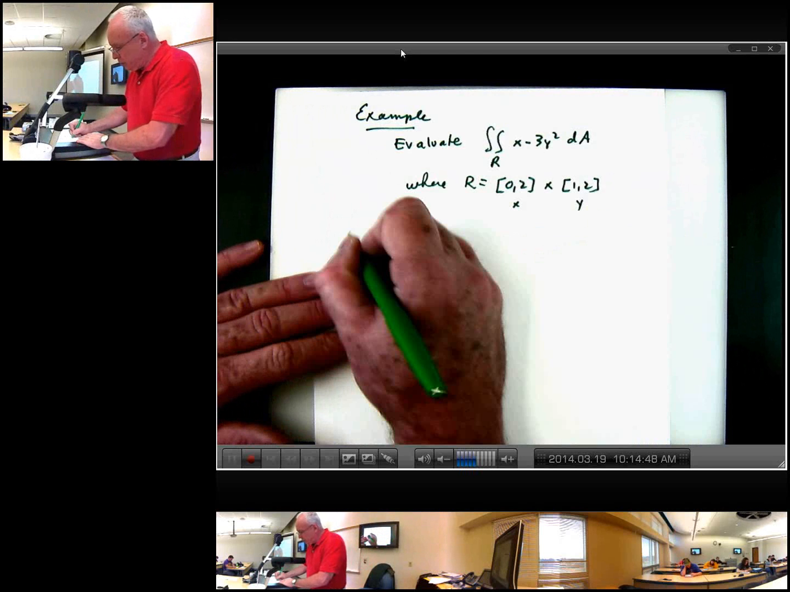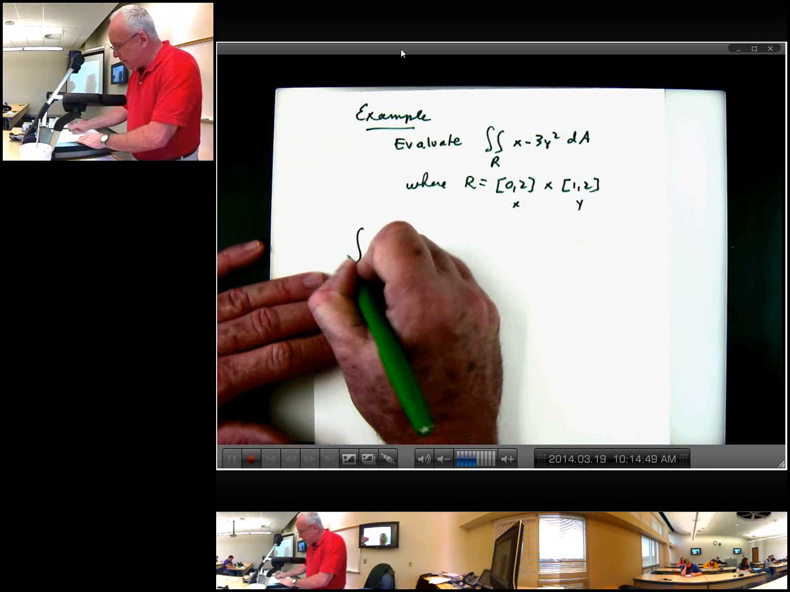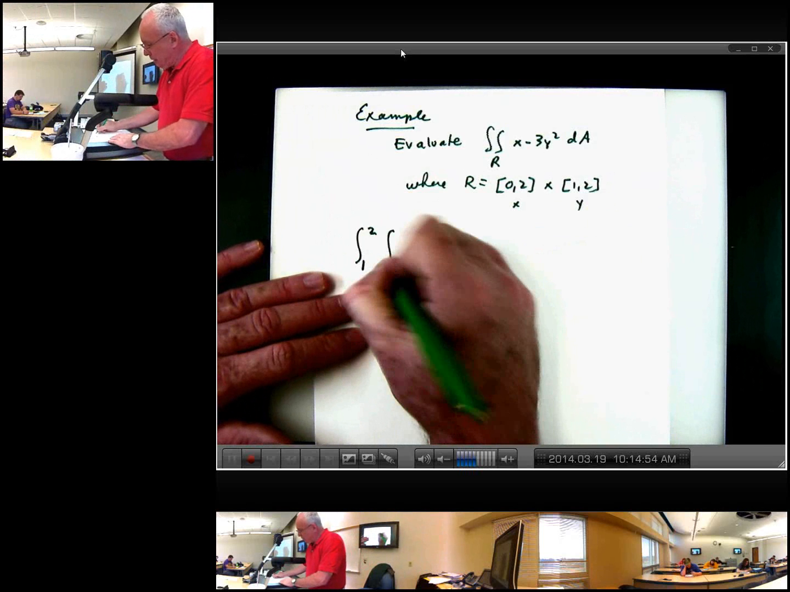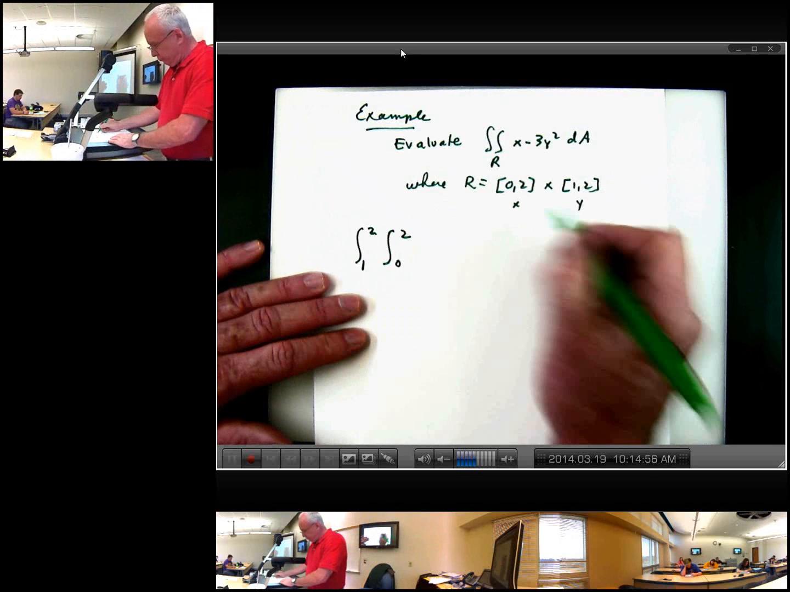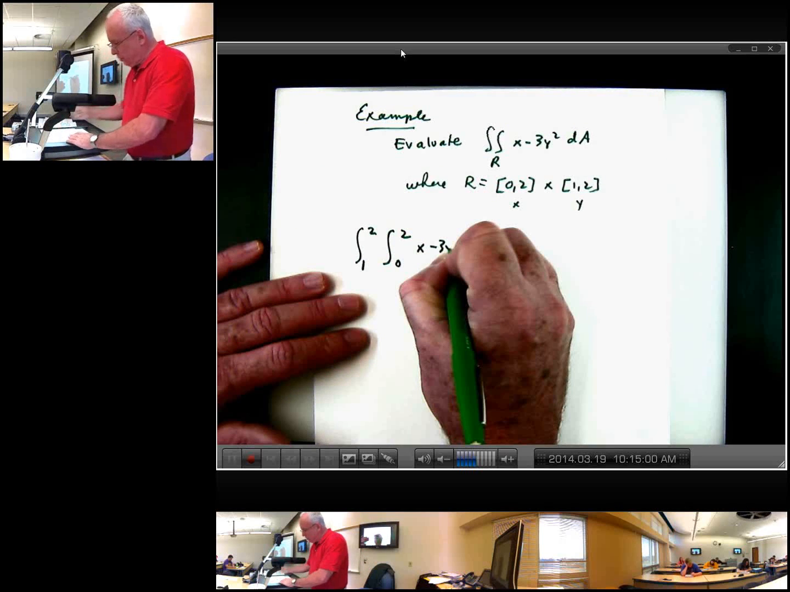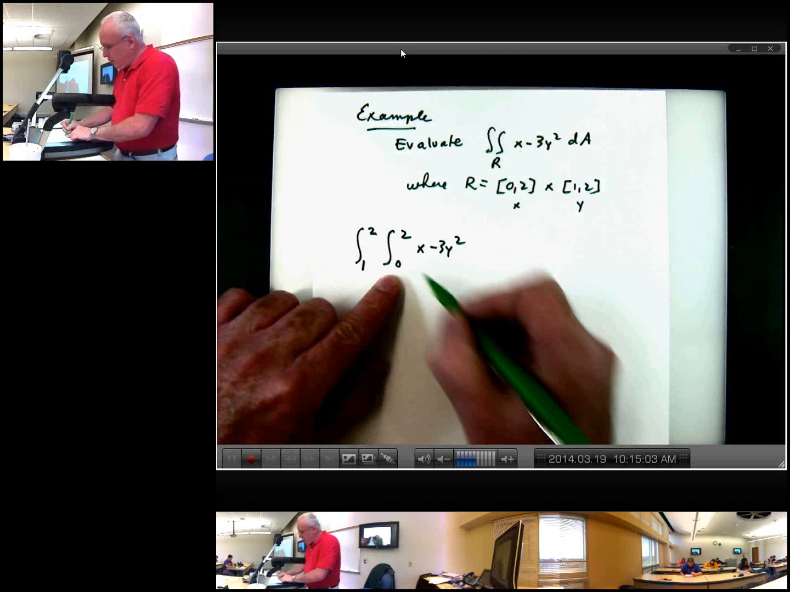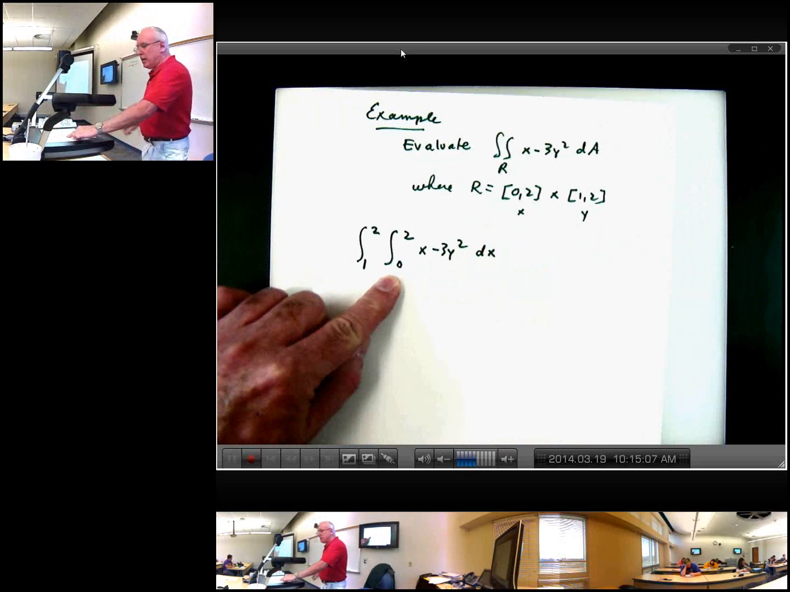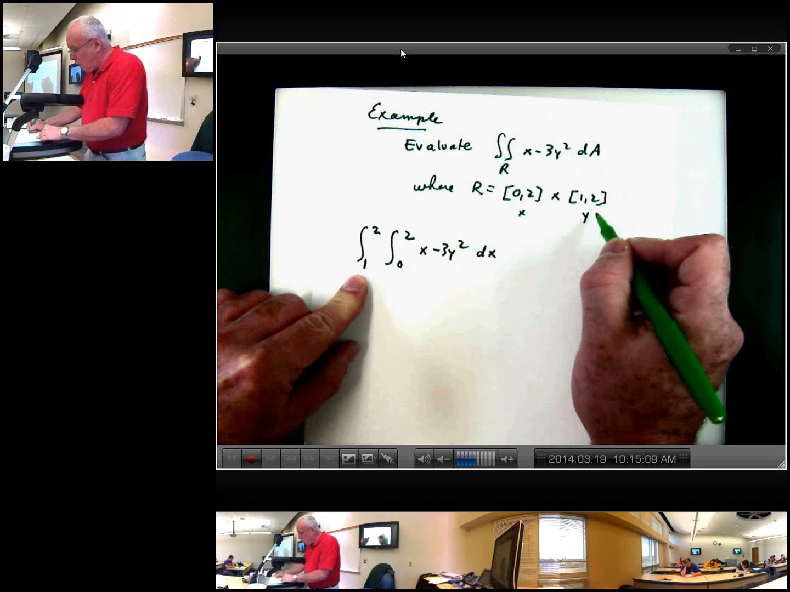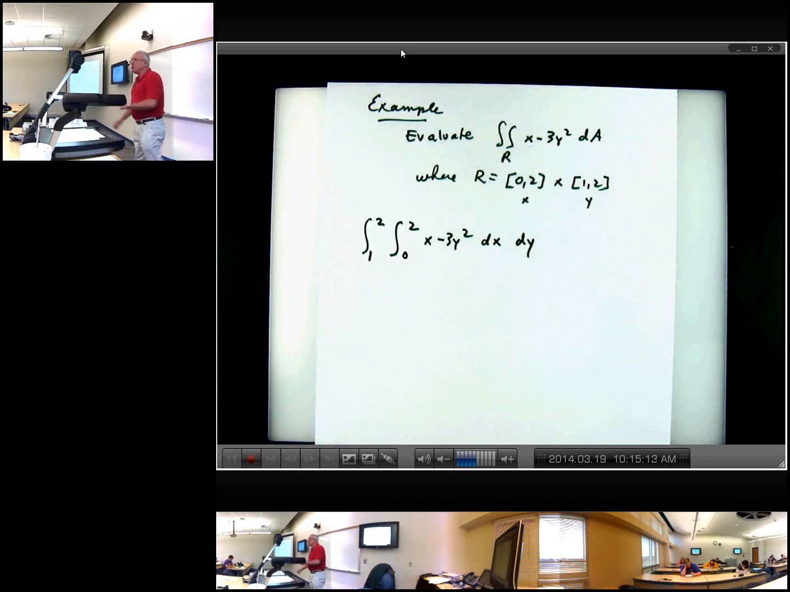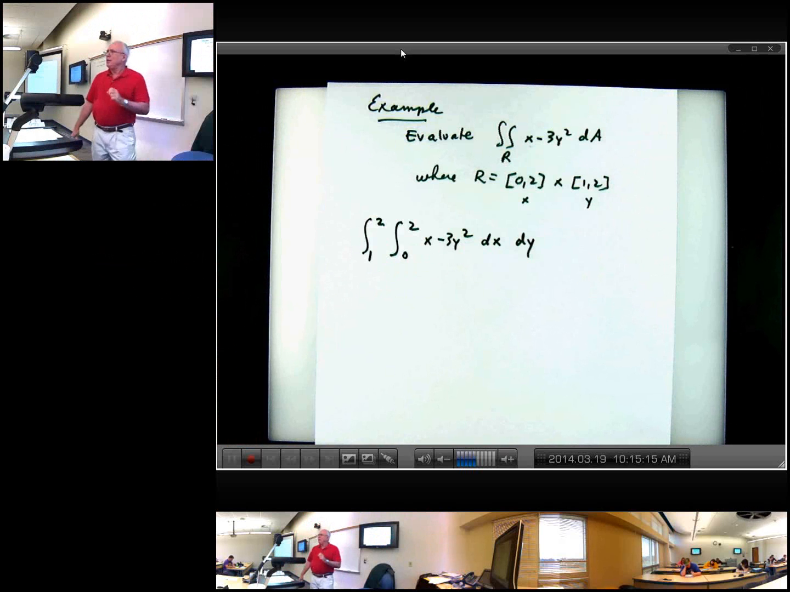I think I'm going to go here with the y as the outer one, so 1 to 2, and then from 0 to 2. Here's our function, x minus 3y squared. Now 0 to 2 is the x, so I'm going to put the dx on the inside. 1 to 2 is the y, I'm putting the dy there on the outside. So be sure that you don't mess up those limits of integration, okay?